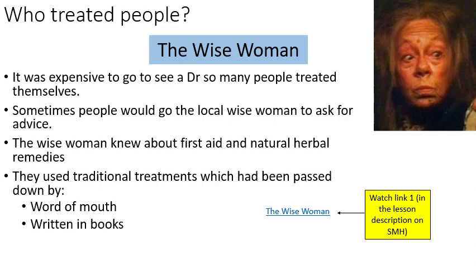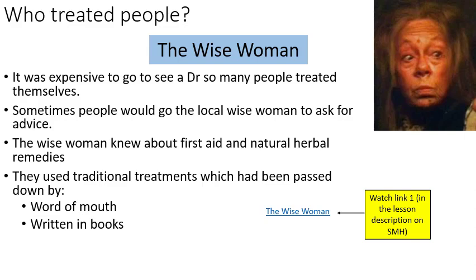So we're going to start thinking about who treated people during medieval times, all right? Today, if you're unwell, you go to the doctor, okay? That's about it. If you are sick, that is where you go. However, back then there were different types of people that people went to. The first one I want to talk to you about is the wise woman. It was very expensive to go and see a doctor, okay? So a lot of people treated themselves at home.